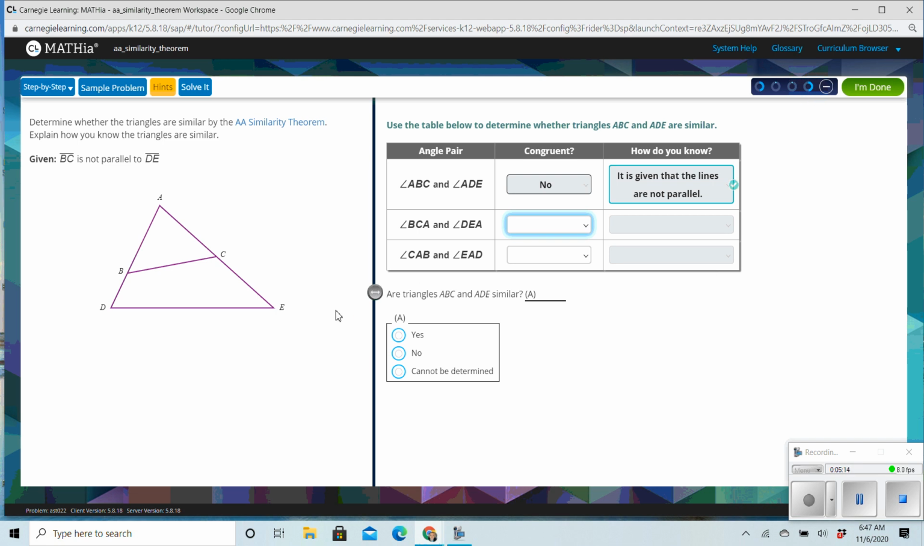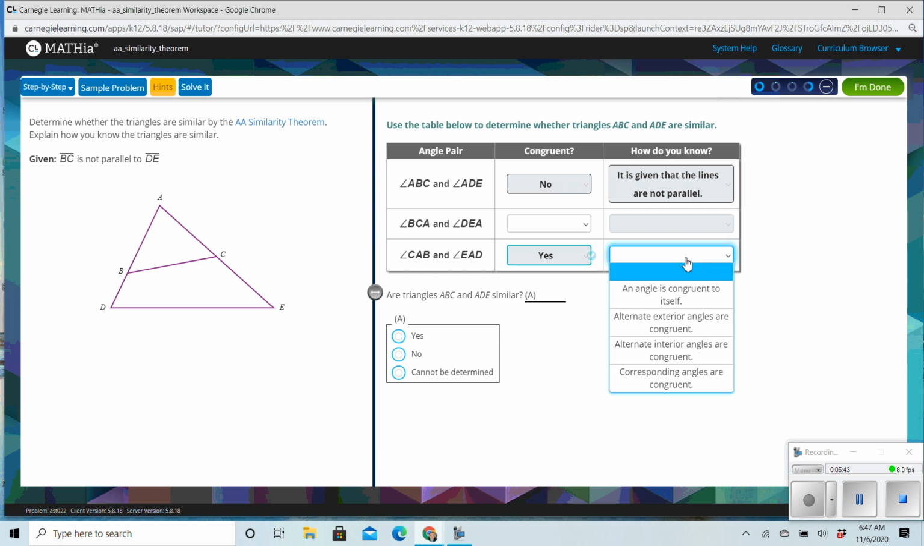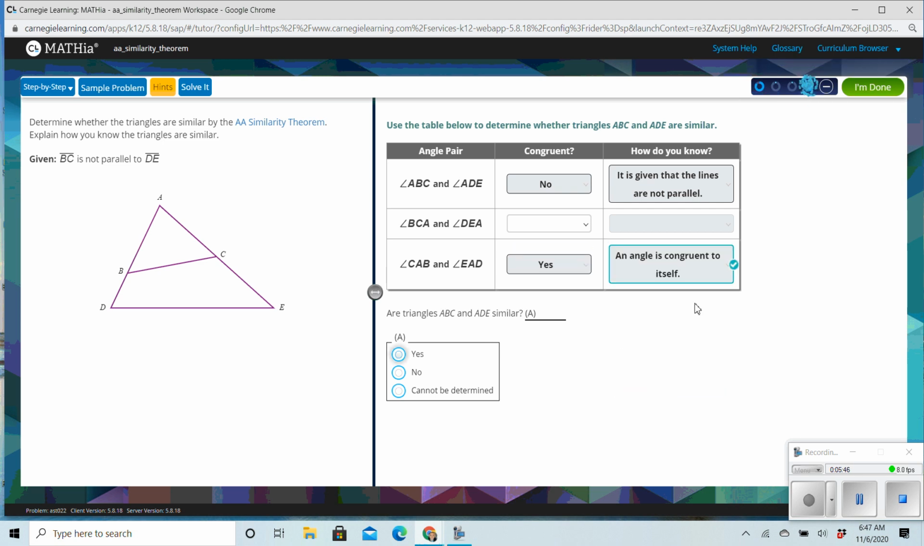So let's take a look at the last angle. So we have CAB and EAD. So that tells us that we're talking about angle A, right? Because CAB, EAD. So A is the one angle in the middle. Well, A is in the same place. So yeah, it's congruent, right? If it's the same angle, it's going to have to be congruent. So how do I know it? An angle is congruent to itself.